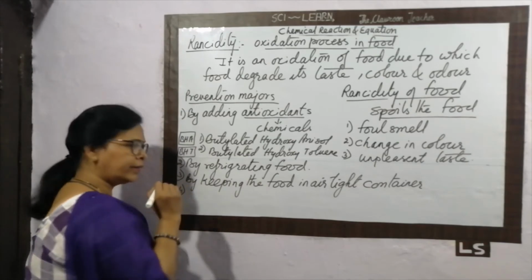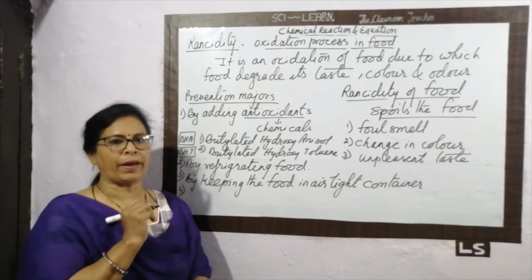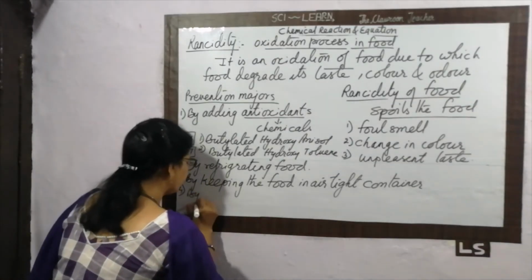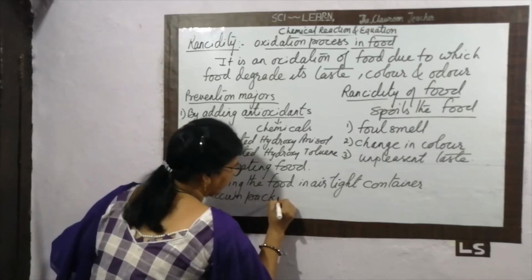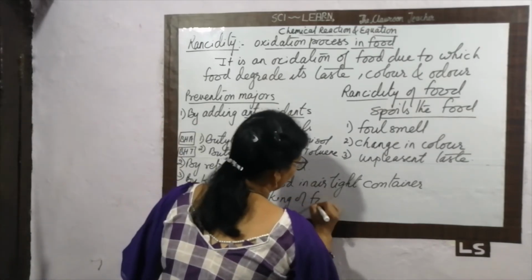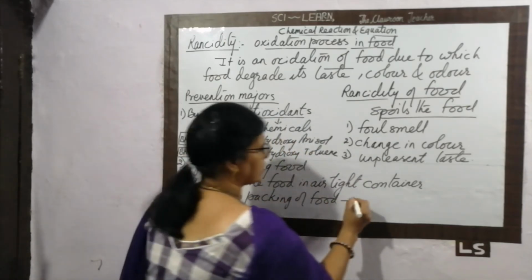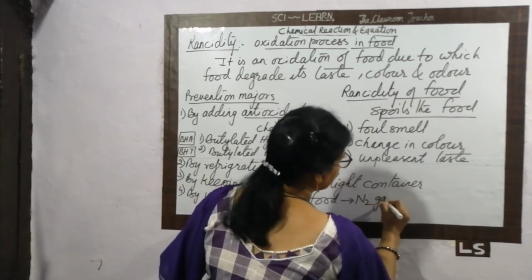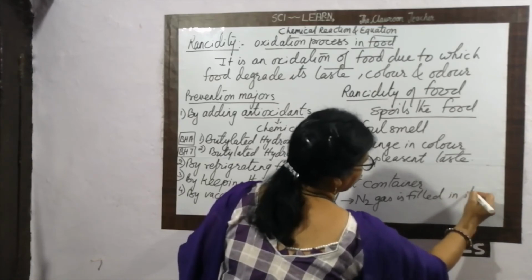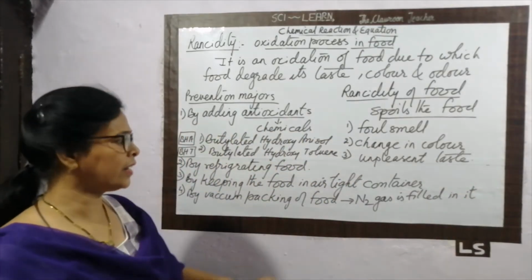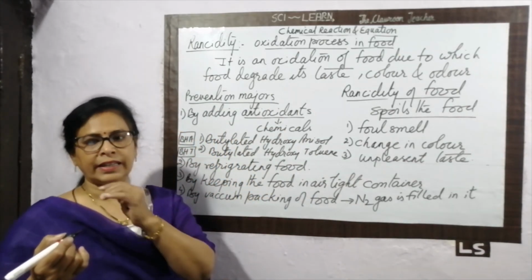Now, what is the fourth method by which we are able to prevent our food from rancidity? The vacuum packing of food. As I told you, in vacuum packing nitrogen gas is filled in the packets of kurkure and chips, and this nitrogen gas prevents them from rancidity.